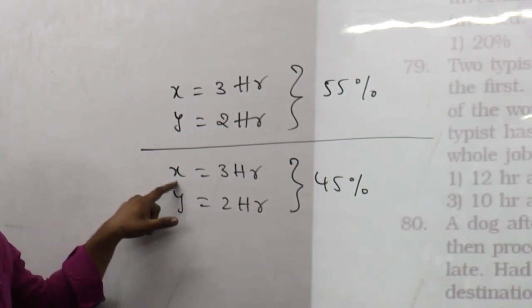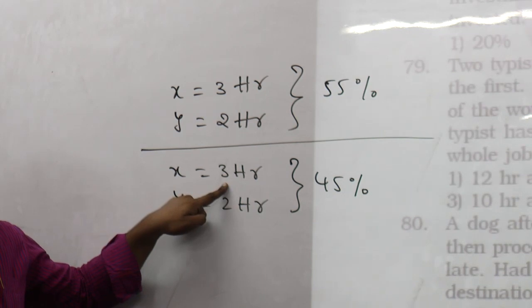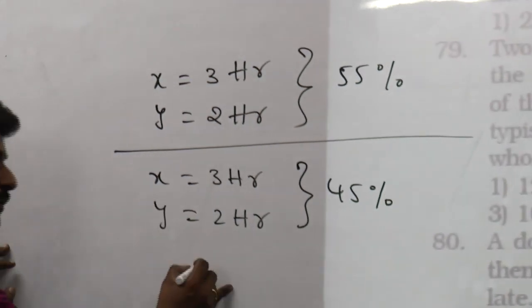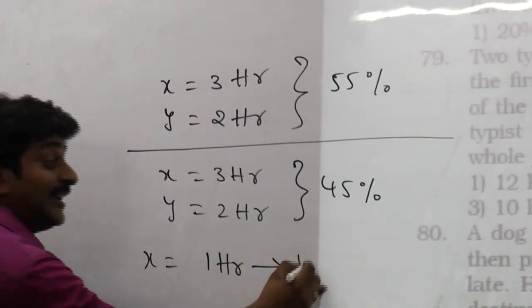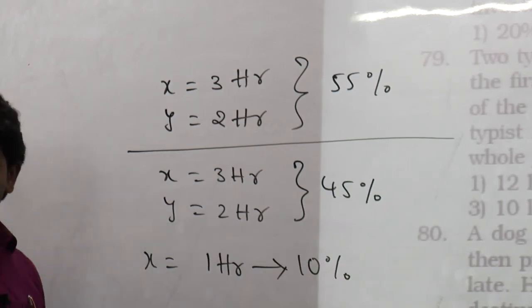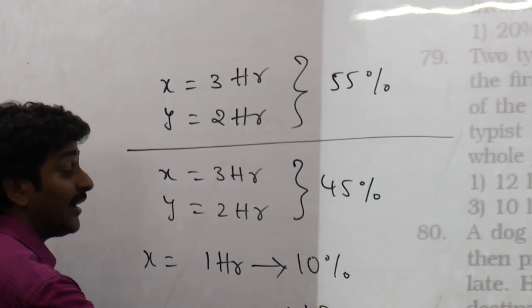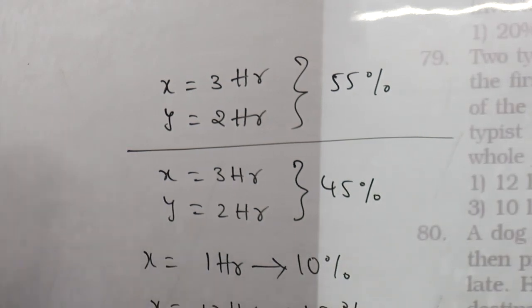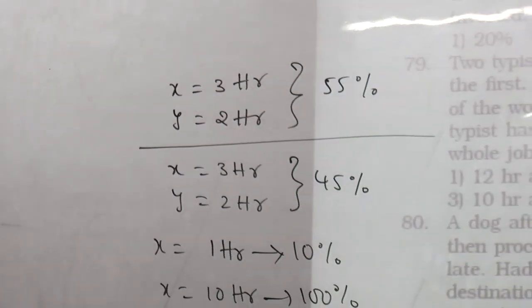Because of extra work done by X in 1 hour. Am I right? Yes or no? So, in 1 hour, X can complete 10% of the work. So, to complete 100% of the work, X needs 10 hours. Right? Yes or no?